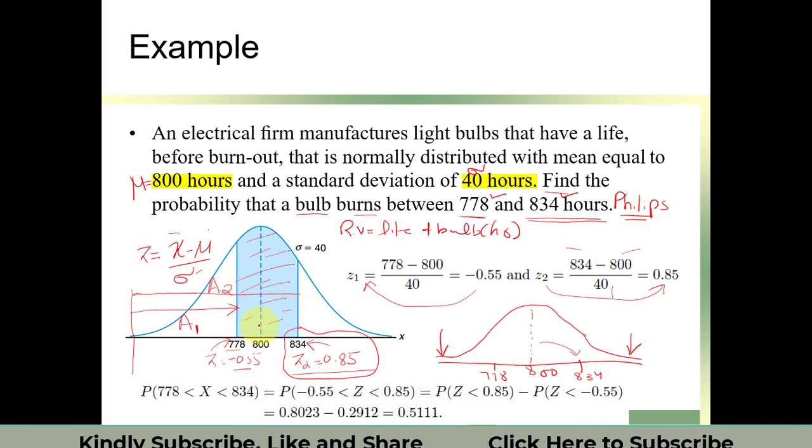But we are interested in this blue shaded region, and we can't get its probability directly from the table. So we say this blue shaded region is equal to A3. A3 will be equal to A2 minus A1, because A1 is the region from the lower tail till this point, and A2 is the region from the lower tail till this further point. When we subtract the smaller area A1, the whitish region, from A2, we automatically get the whole blue region probability. Same is the case here: we are going to find the probability of our random variable x, between 778 and 834.